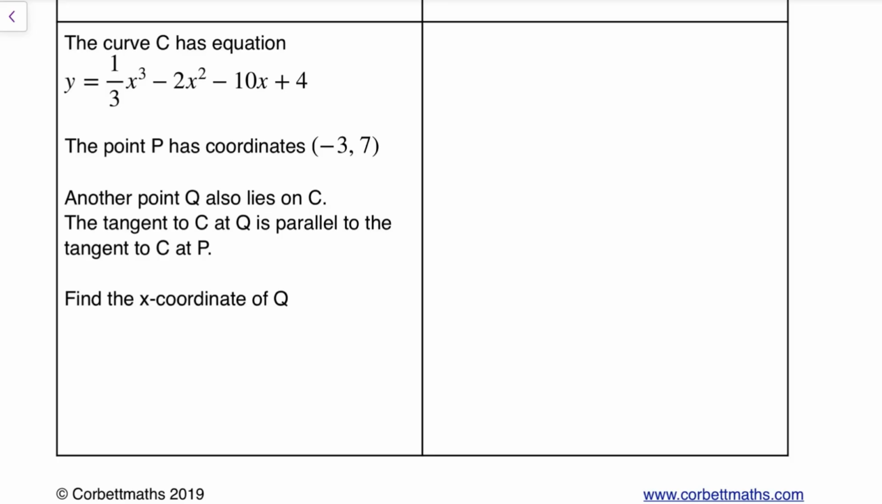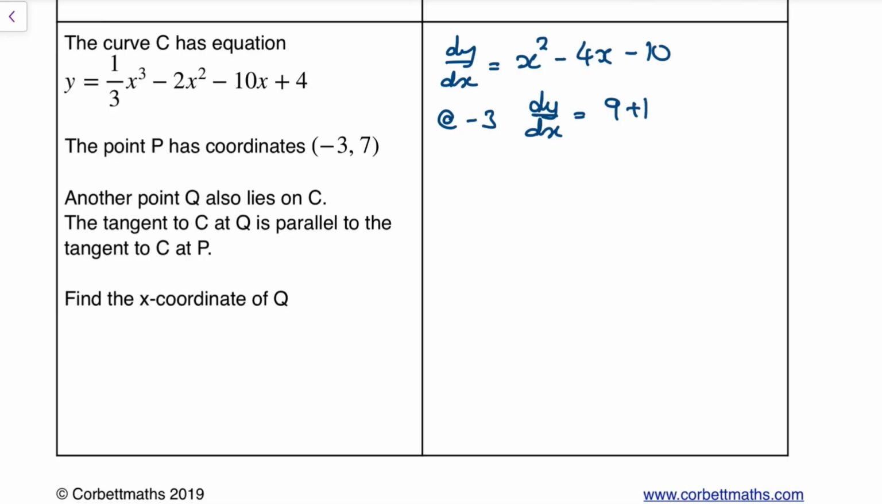Right, okay. Firstly, I'm going to differentiate, and that's going to give me a quadratic, which is why I have two solutions. If I bring down the 3, the third goes away, which gives me x squared minus 4x minus 10. That is my gradient equation. Then at the point x equals minus 3, the gradient dy/dx is equal to minus 3 squared is 9, minus 4 times minus 3 is plus 12, and minus 10. So 9 plus 12 is 21, minus 10 is 11.